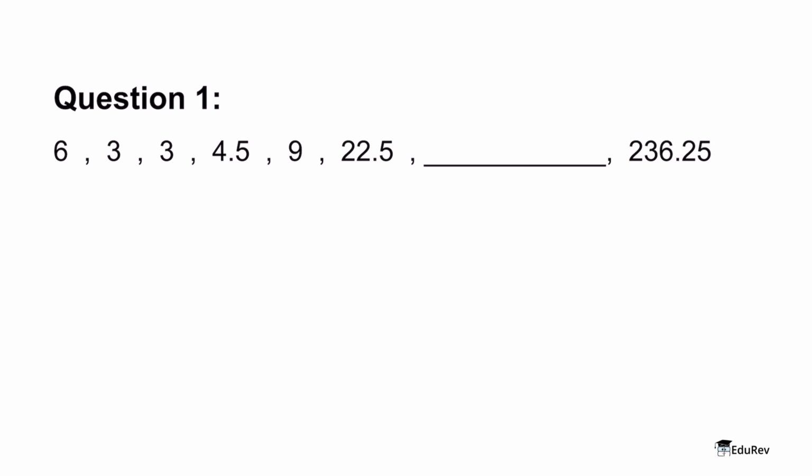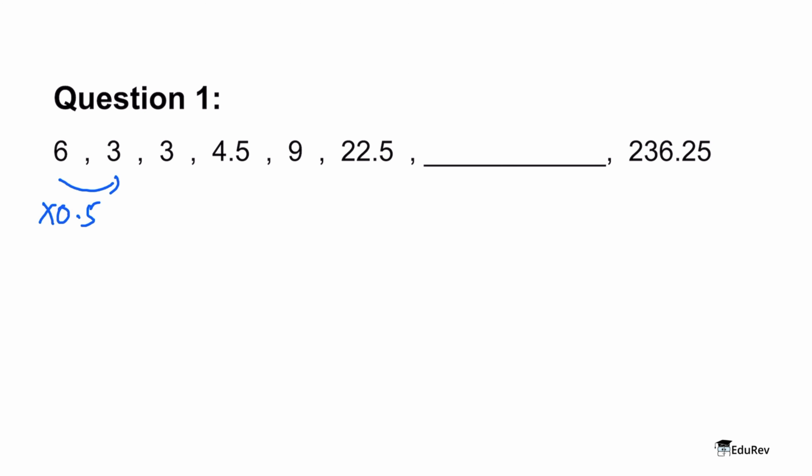So our first question is 6, 3, 3, 4.5, 9, 22.5, a blank, then 236.25. As you can see, the series is first decreasing and then increasing rapidly. Therefore, we can conclude that this is a multiplicative series. Now the question is, how do we get from 6 to 3? We get from 6 to 3 by multiplying it by 0.5.